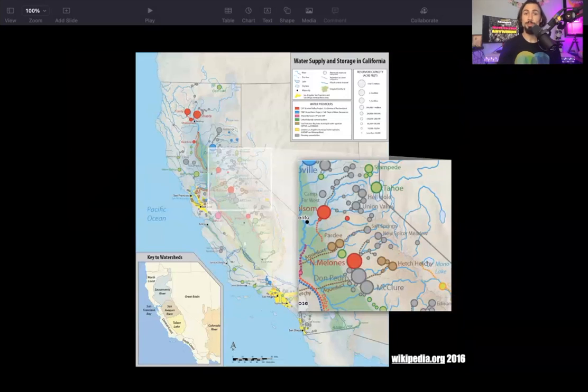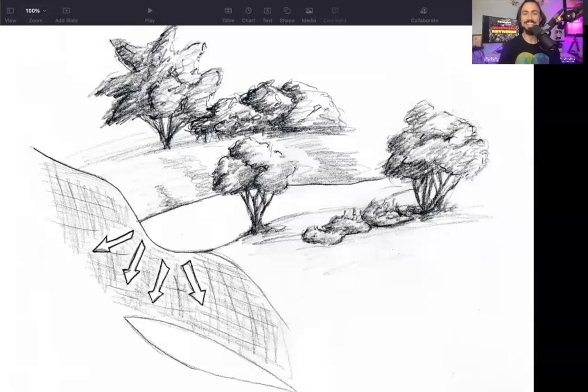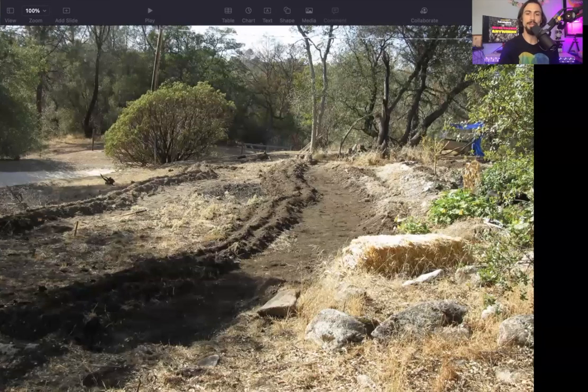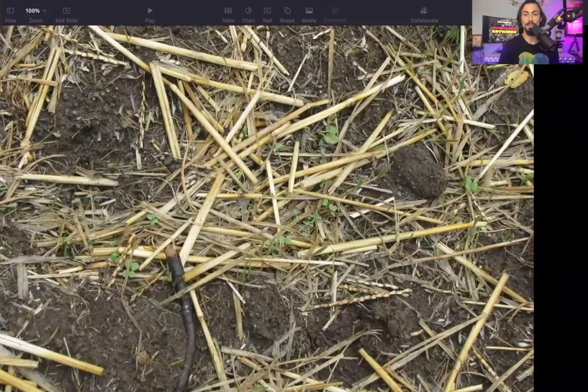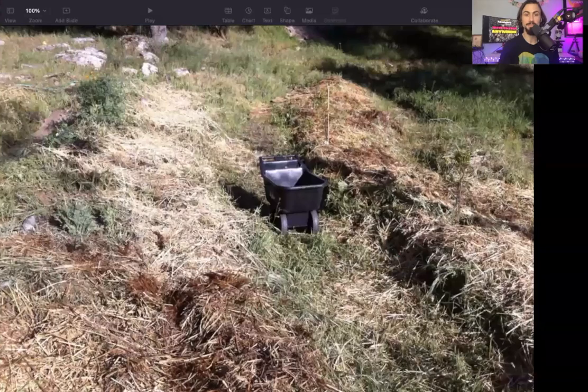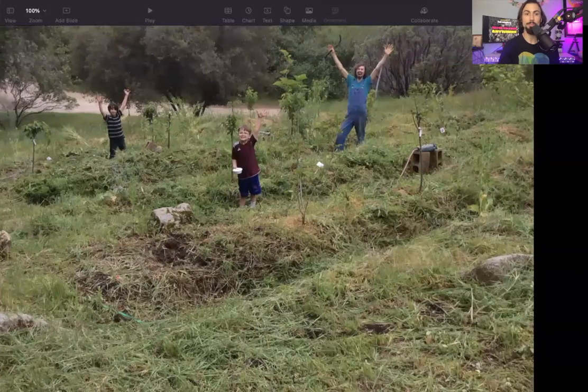Pretty damn stupid. What I did, well, I started slowing down the flow of water. I used swales, and I did furrows inside the swale so that the water would even be slowed down there as well. Then I planted nitrogen fixers and brassicas, covered it with straw and organic matter. Then we planted nitrogen fixers and hardy trees.